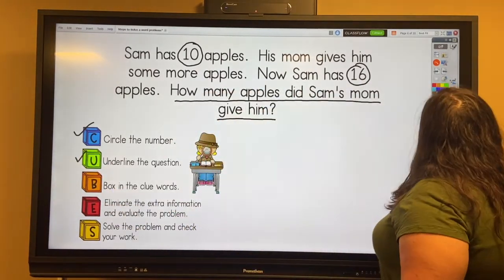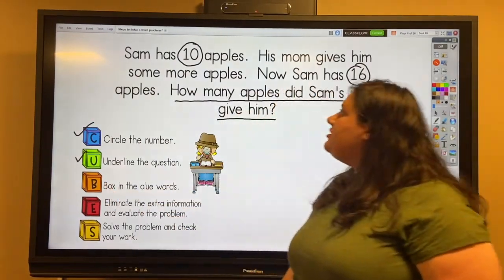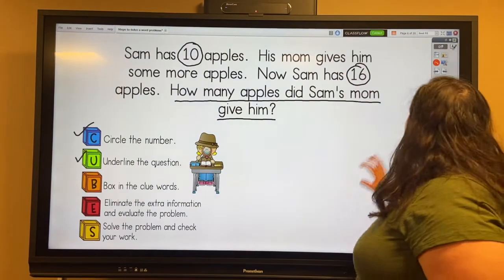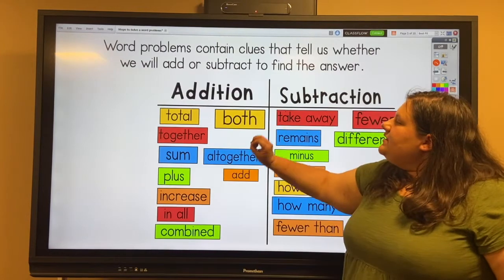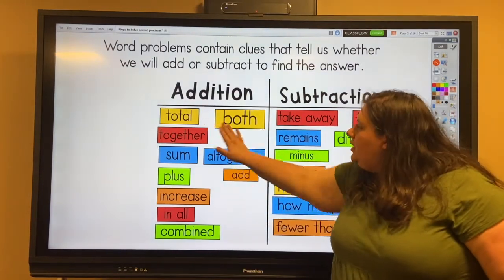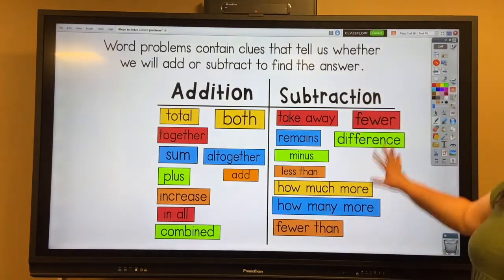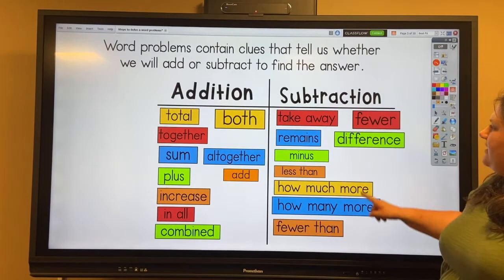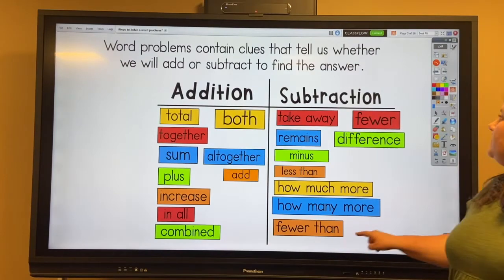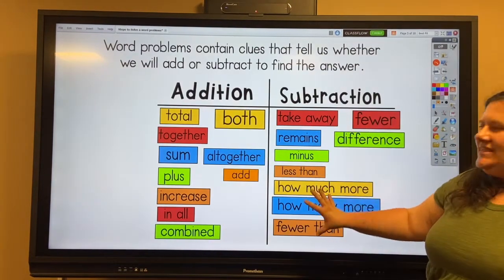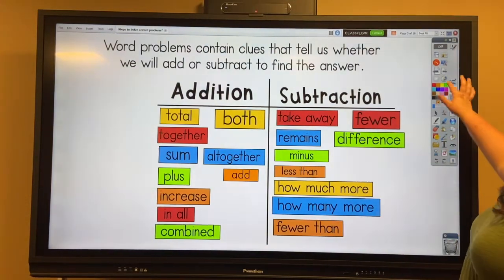All right, so now I'm on to B, and I'm going to select a different color, and we have box in the clue words. Okay, so those clue words, boys and girls, are these words that I've just gone over. So I'm going to be looking for some of these words right here, such as total, both, together, some, all together, plus, add, increase, in all, combined. For subtraction, I'm going to be looking for take away, fewer, remains, minus, less than, how much more, how many more, or fewer than. So I'm going to be looking for words like these. These words are going to tell me whether I'm going to be adding or subtracting to solve the word problem.